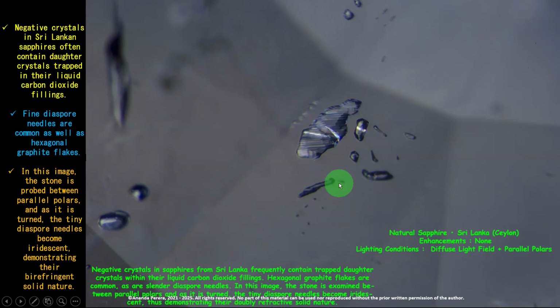In this image, the stone is probed between parallel polars, and as it is turned, the tiny diaspore needles become iridescent, demonstrating their birefringent solid state. The daughter crystals are filled with CO2, carbon dioxide gas. Now we are moving to the next.